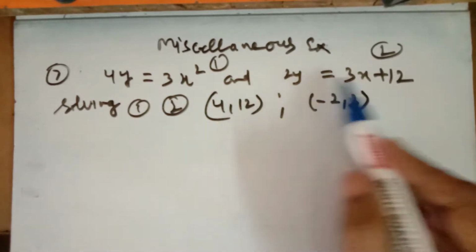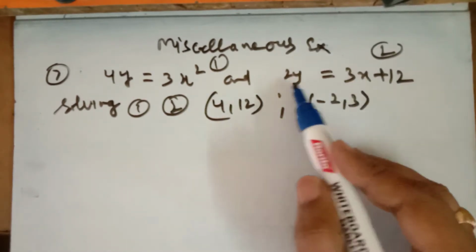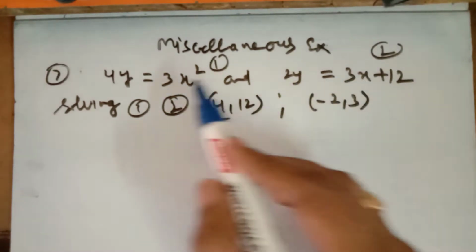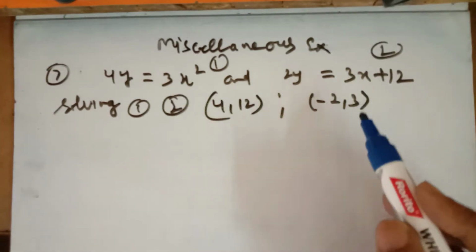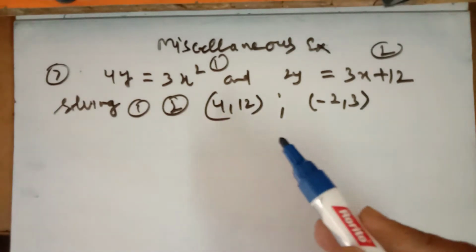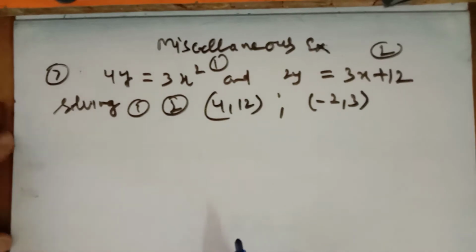You can put the value of y = (3x + 12)/2 here, you will get the value of x. When you put the value of x in either equation, you will get these two coordinates. You can solve it by the substitution method. Now sketch these two curves.